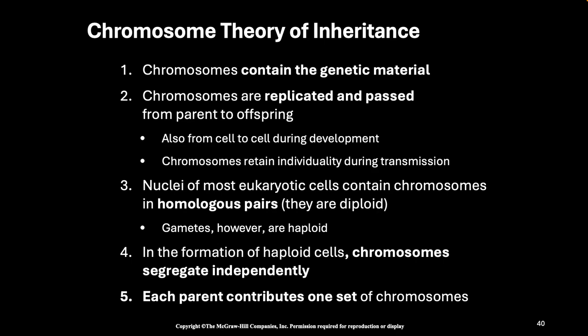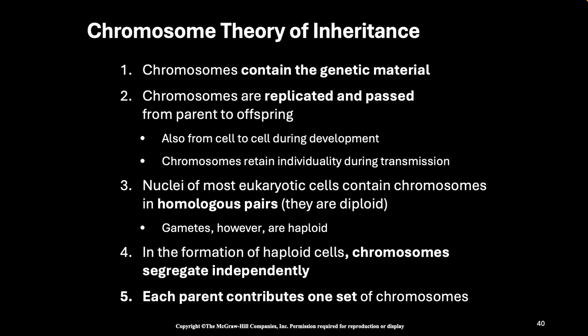The third tenet is that the nuclei of most eukaryotes contain homologous pairs of chromosomes, that is, they're diploid. And fourth, during the formation of gametes, these chromosomes segregate independently. Lastly, each parent contributes a set of chromosomes to their offspring.